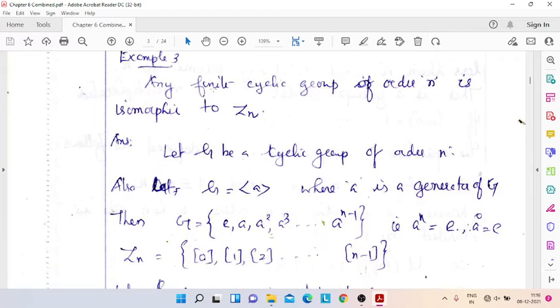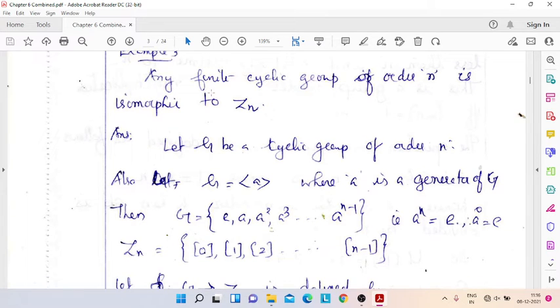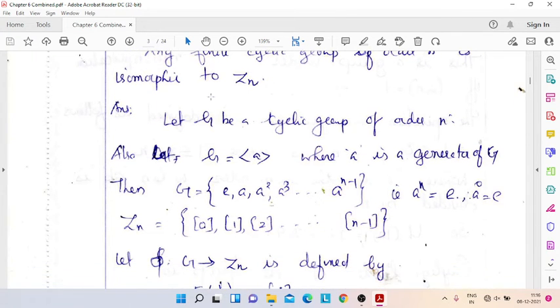Next example, here we consider a finite cyclic group of order n. Any finite cyclic group of order n is isomorphic to Zn, and we are going to show that. How can we do that?